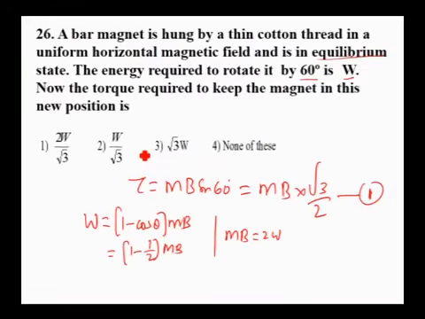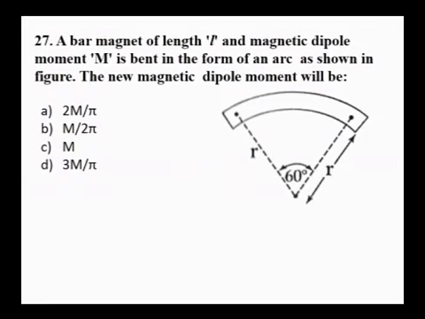Okay, so now we'll move to the next question, that is question number 27. See, in this question it is given that a bar magnet of length L and magnetic dipole moment M is bent in the form of an arc. We should find the new magnetic dipole moment of this magnet. As in the synopsis, I gave a shortcut equation to find the new magnetic moment, that is M dash equals 2M by theta into sine theta by 2.